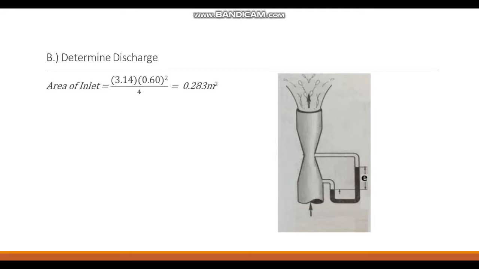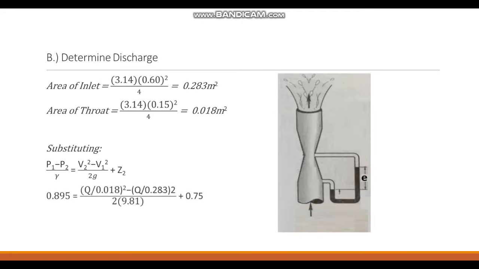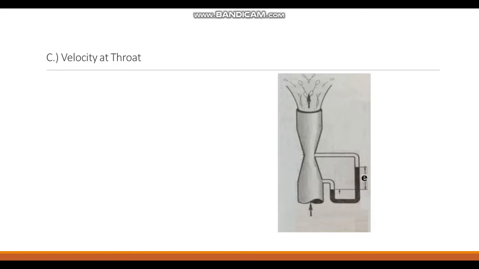After solving for the pressure difference, we can proceed to computing for the theoretical discharge using Bernoulli's equation. First, compute for the cross-section area at both points. Since the diameter of both the inlet and throat are given, simply solve for the area using equation A equals pi times d squared over 4. Once we get the areas of both points, substitute the values in the Bernoulli's equation and solve for the discharge Q. We will obtain a value for Q which is equal to 0.0304.